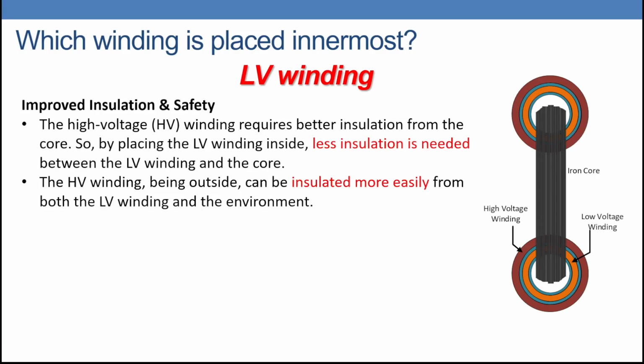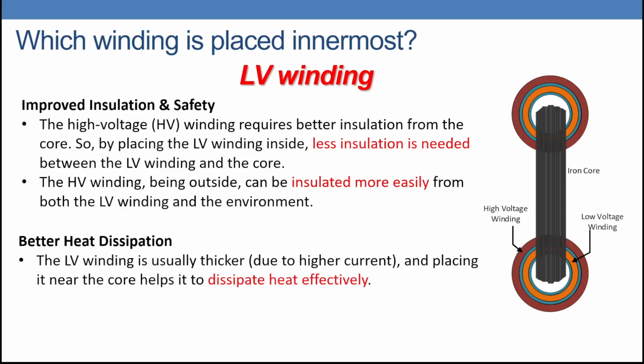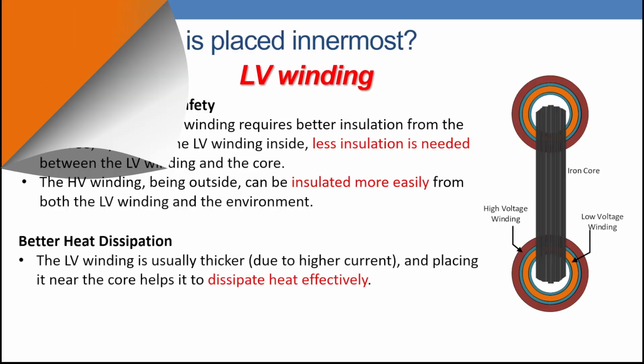The high voltage winding requires better insulation from the core, so by placing the low voltage winding inside, less insulation is needed between the low voltage winding and the core. Another point, the high voltage winding being outside can be insulated more easily from both the low voltage winding and the environment. Point number 2, better heat dissipation. The low voltage winding is usually thicker due to the higher current, and placing it near the core helps it to dissipate heat effectively.